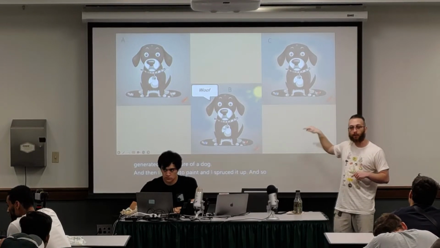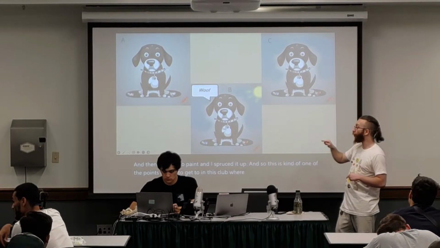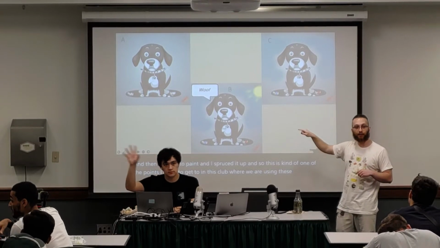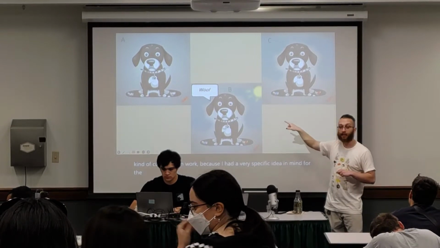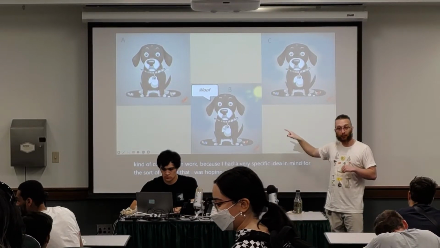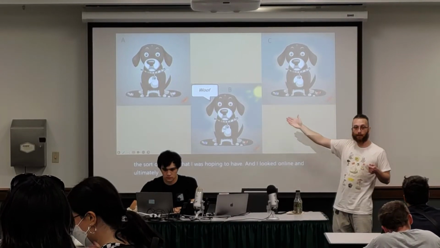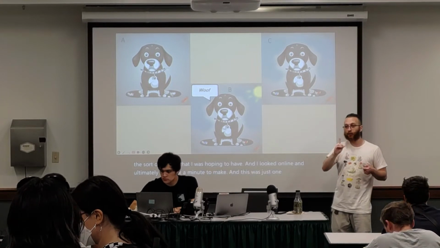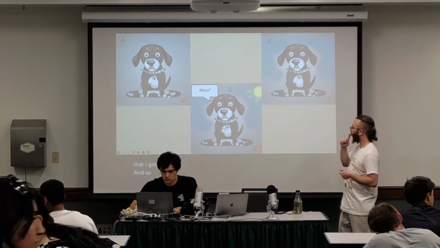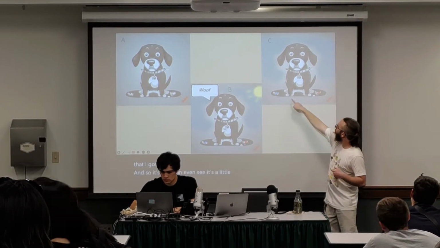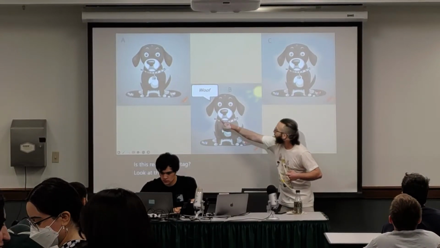And so this is one of the points I'd like to get to in this club, where we are using these AI tools to cut down on work. Because I had a very specific idea in mind for the sort of picture I was hoping to have, and I looked online, and ultimately this took a minute to make. And this was just one of the pictures that I got. You can even see it's a little funky. Where are its paws? Is this really a dog tag? Look at the collar, right?